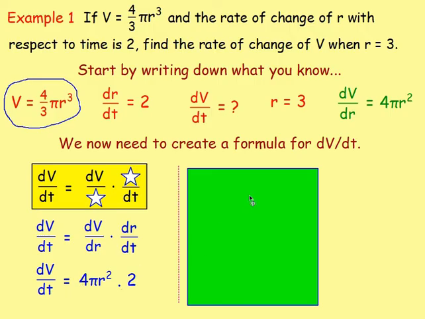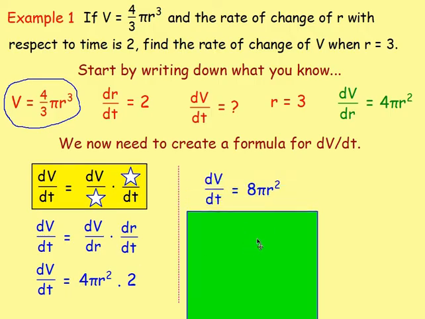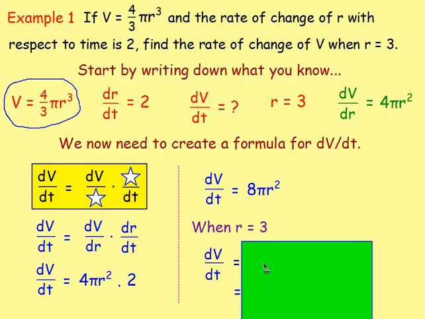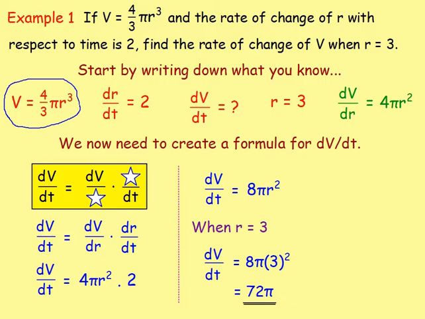From there, tidy that up. Well, 4 times 2 is 8, so we've got 8 pi r squared. And really, we're wanting to work out the rate of change of V when r equals 3. So we know that r equals 3, so we can say then that dV by dt would equal, and then replace r with 3, so we'd have 8 times pi times 3 squared. That would give you 9 times 8, which gives you 72 pi. So that there would be your answer.